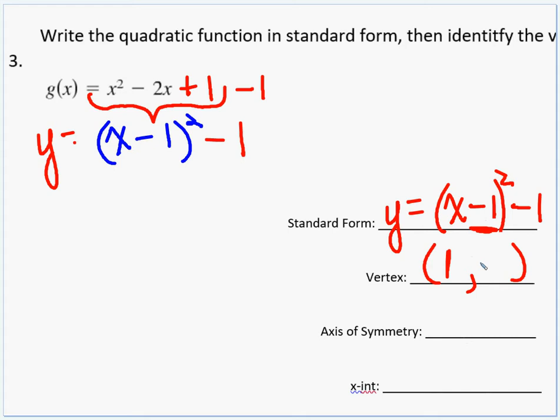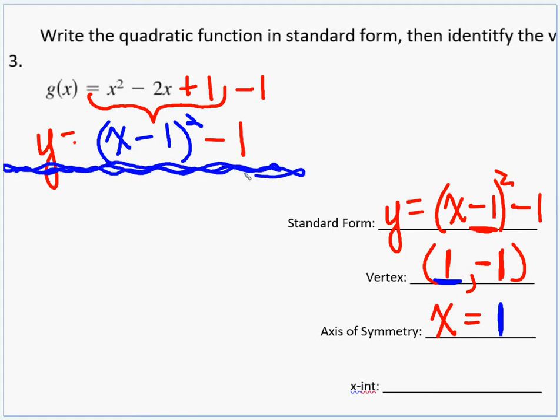There's our vertex. Axis of symmetry, well, that's just x equals this number. That's our vertex, and the axis of symmetry goes right through the vertex, so it's the line x equals 1. And now for the x-intercept. We set the original equal to 0, or if it'd be simpler, we could set this one here equal to 0. In a more complicated problem, that's how we'd proceed.